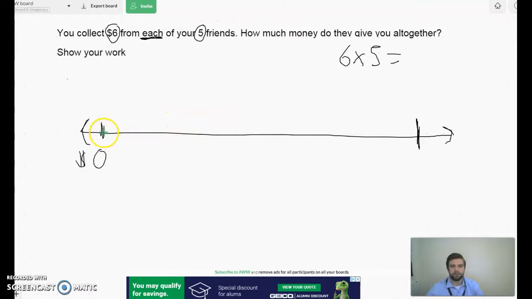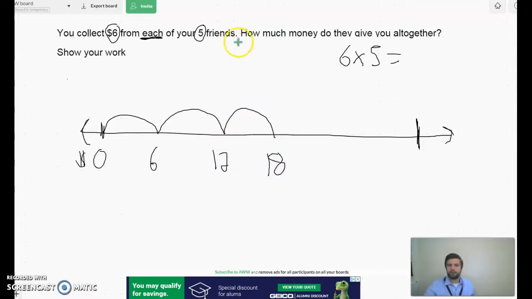So here's what we do. We skip count by $6. Every person that gives us $6 will jump 6 spaces on this number line. So our first jump, we'll get to 6. We'll jump another time, get to 12. Jump another time, get to 18. Now remember, how many times do we have to jump? In other words, how many people are giving us $6? That's right, it's 5 people.